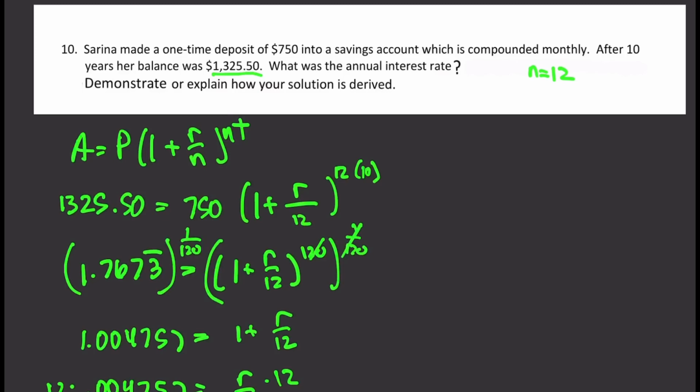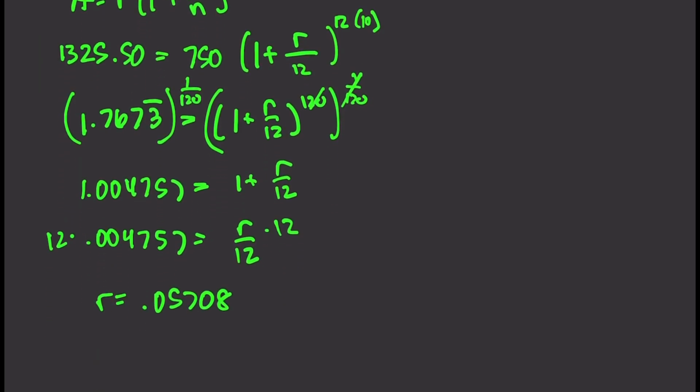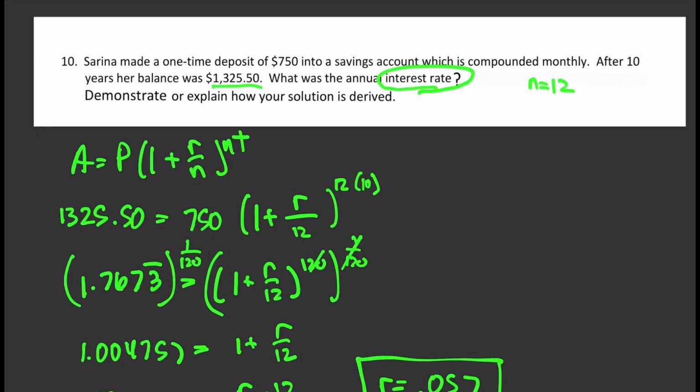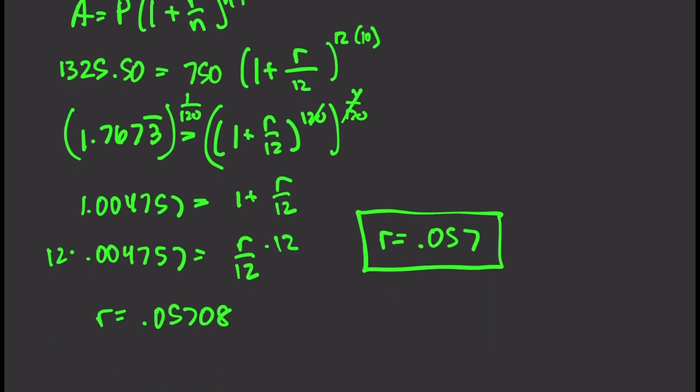Now, how's this worded? What is the annual interest rate? Now it says rate, it does not say percent. So if it just says rate, that is the rate right there. I'm going to round it to the nearest thousandth, 0.057, but it does not say percent, so we have to leave that as a rate. And we demonstrate how to arrive at that.